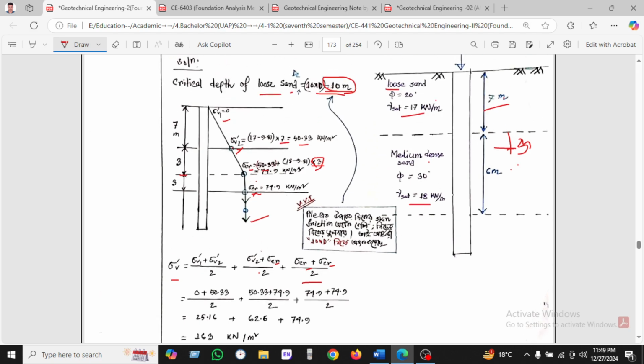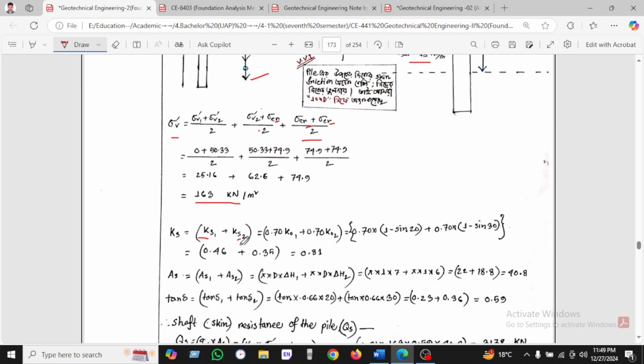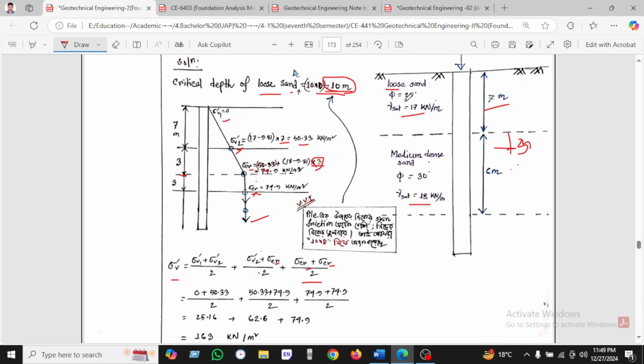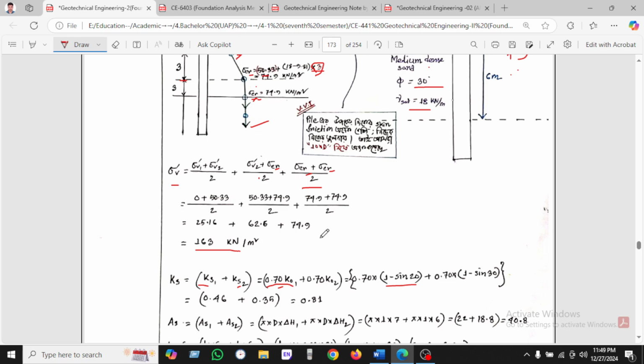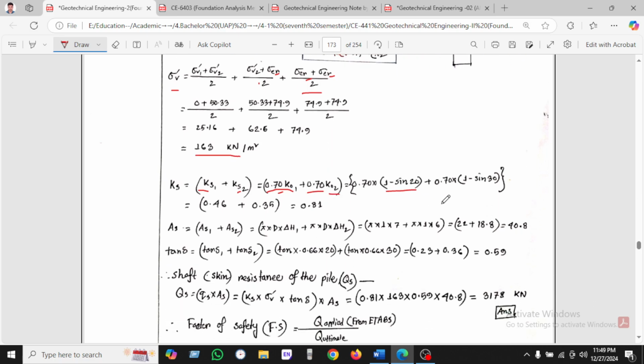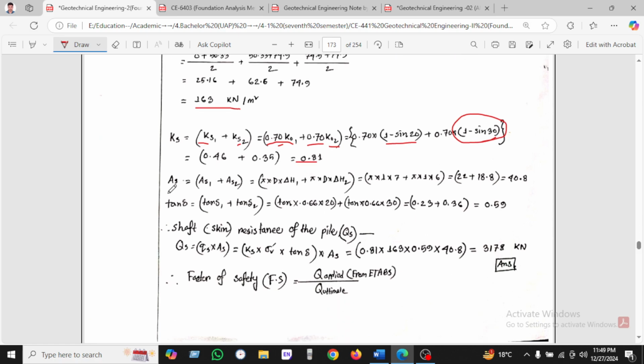Case the two types of layers. So case 1 and case 2. So case 1 is 0.71 into K naught. What is K naught? K naught is 1 minus sin theta. The theta value is 20, and another theta is 30. So 0.70 and K2. For K2, the phi value is given 30, and found 0.80. AS1 is pi d, perimeter into height, and the perimeter is the same. The height is 7, and another height is 6, and found 40. And we'll use 10 phi 1 and 2, and found 0.59.